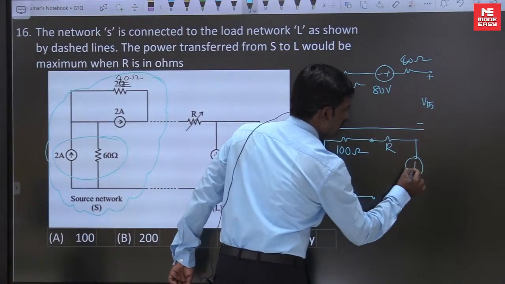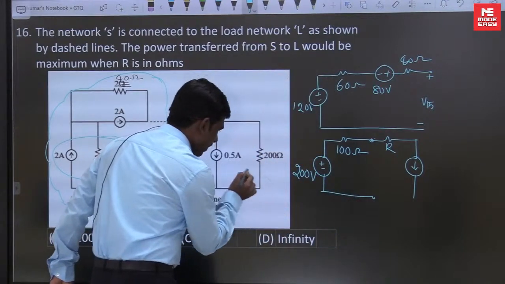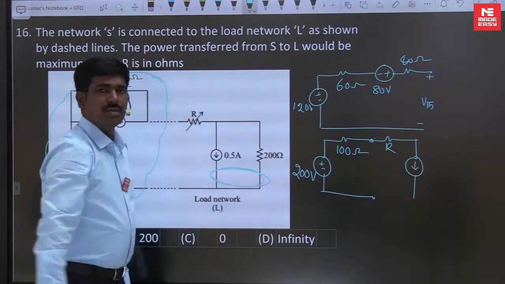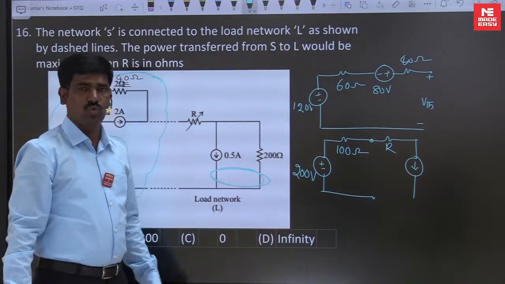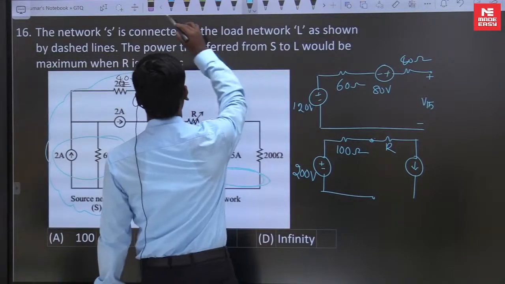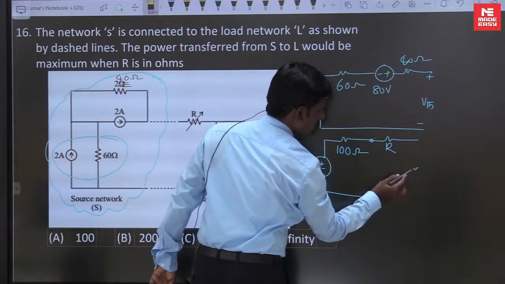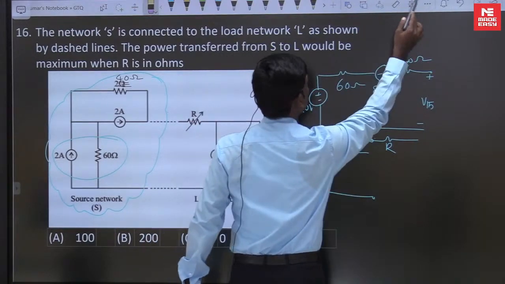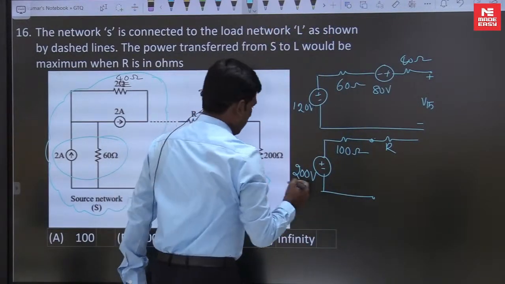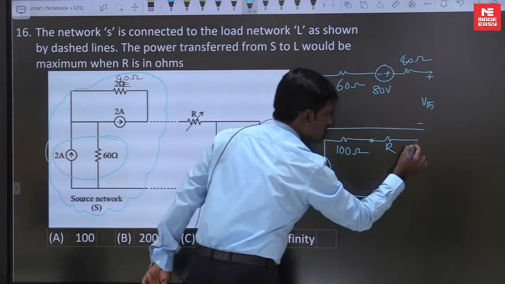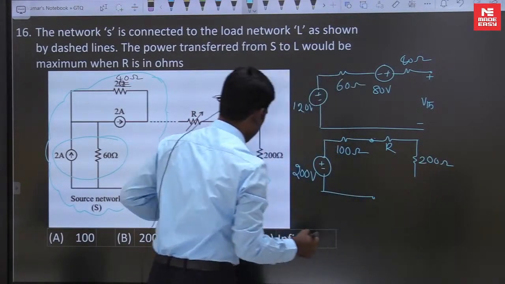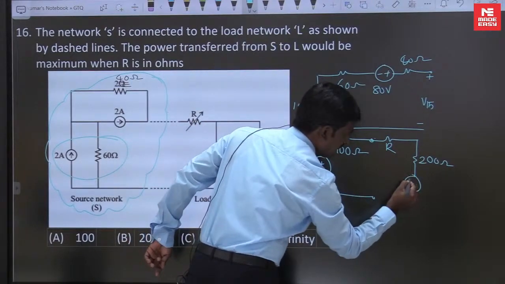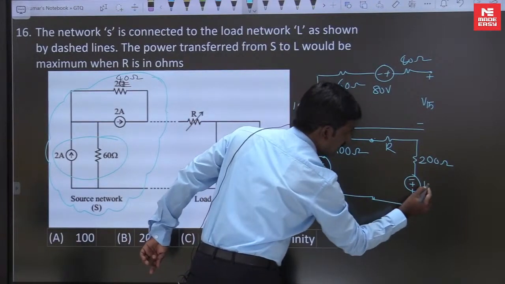Here is 0.5 amperes. This is also replaced by source transformation, a voltage source in series with 200 ohms. I'm using it now. 0.5 times 200 means 100 volts, 200 ohms. 0.5 into 200 is 100 volts. The direction is downwards, 100 volts.